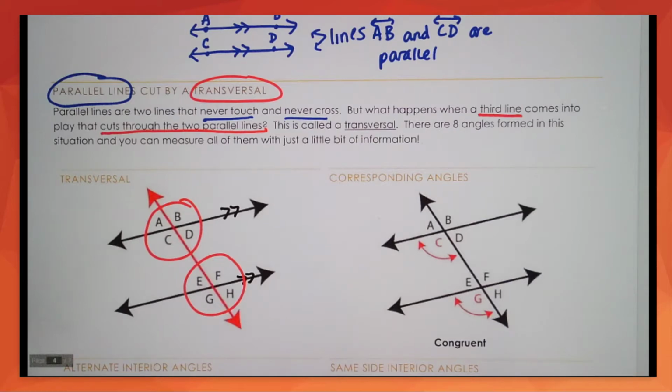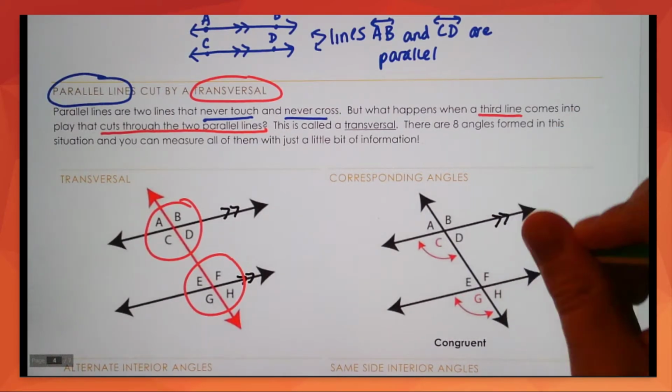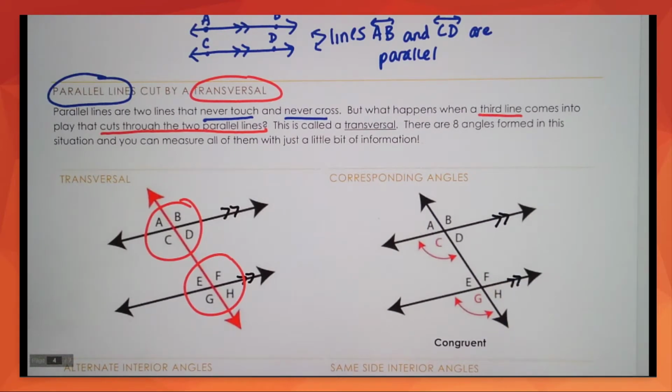The first type of situation you're going to run into when you have parallel lines cut by a transversal, once again, they forgot the parallel symbol, so we're going to add it, okay? The thing you have to look at is sets of corresponding angles.